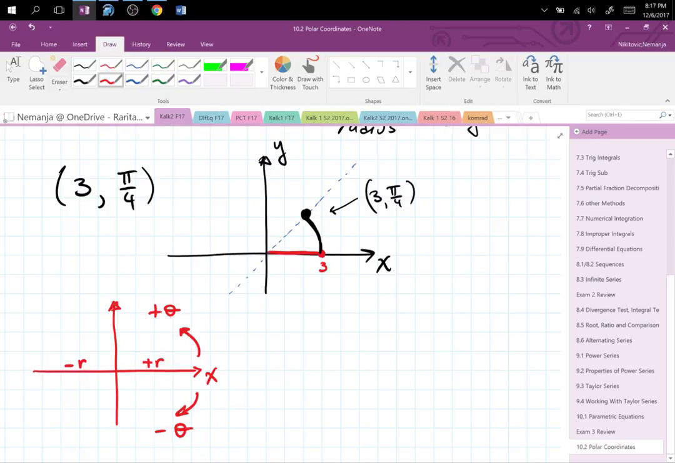So negative thetas go clockwise. If you get a point with a negative theta, you go clockwise. Negative thetas are clockwise.